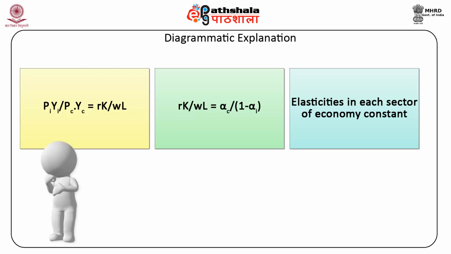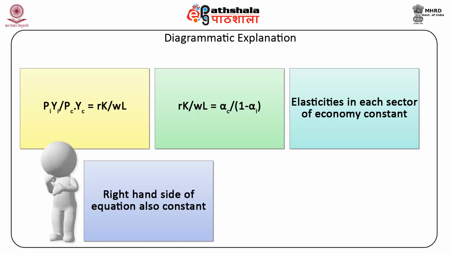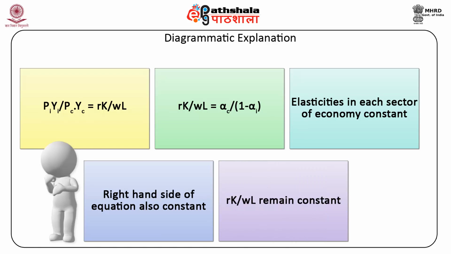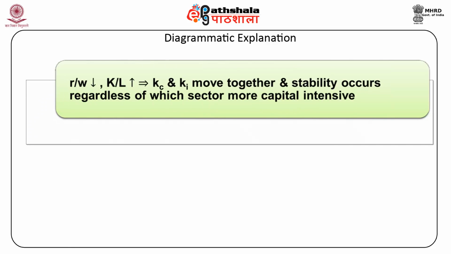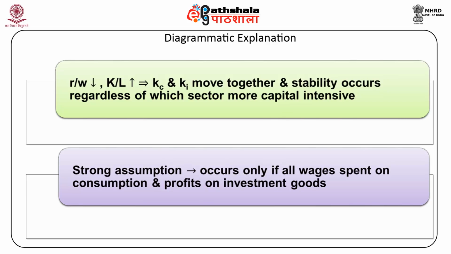Since the elasticities in each sector of the economy are constant, the right-hand side of this equation will also be constant, showing that Rk upon WL will always remain constant. Hence, whenever R upon W falls, so Ki rises, K upon L must rise. This implies that Kc and Ki move together and stability occurs regardless of which sector is more capital intensive. However, one strong assumption regarding the stability of the system is that it occurs only if all the wages are spent on consumption and all the profits on investment goods.